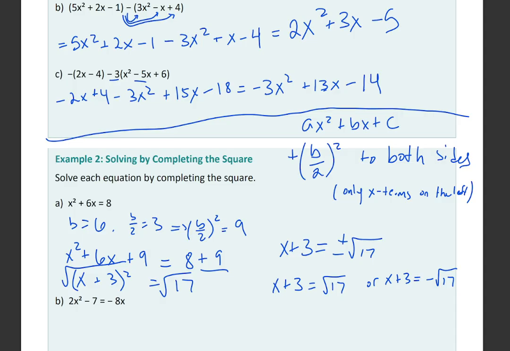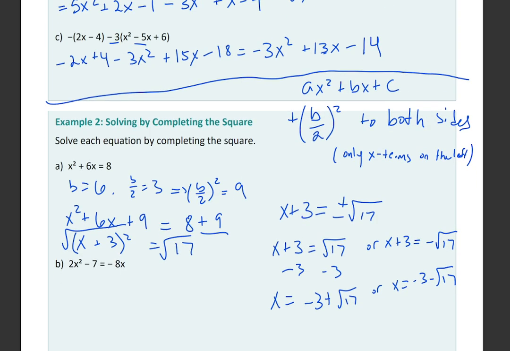Either way, we subtract 3 from both sides, and we get x equals negative 3 plus root 17, or x equals negative 3 minus root 17. And that is our answer for this problem. Root 17 can't be simplified at all, so we're done.